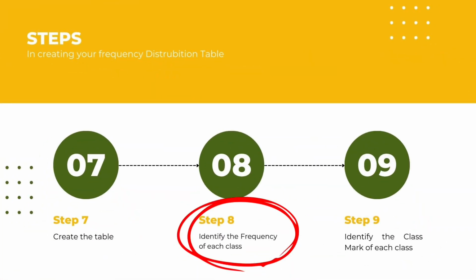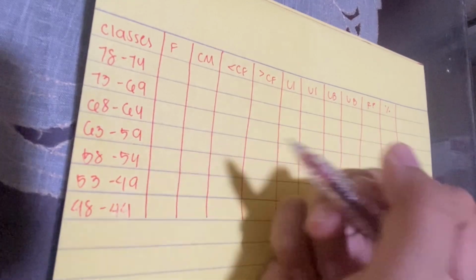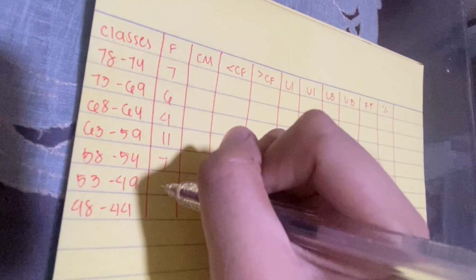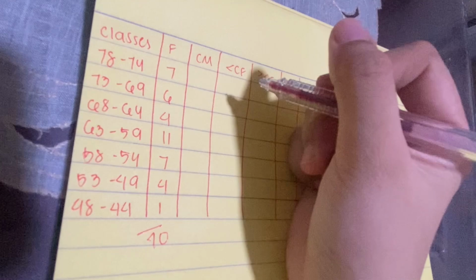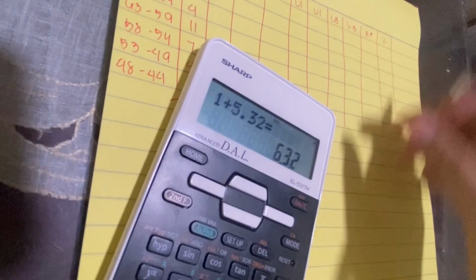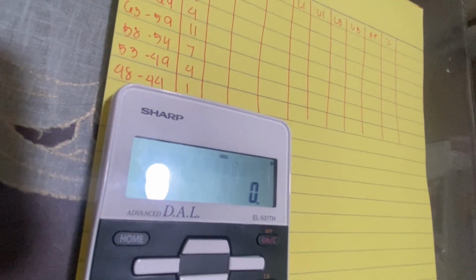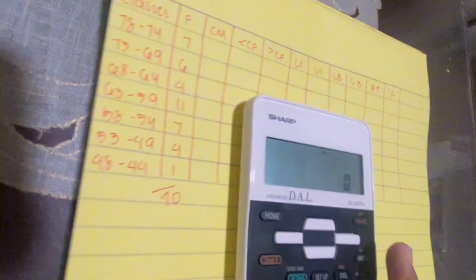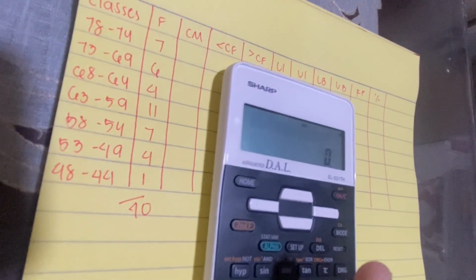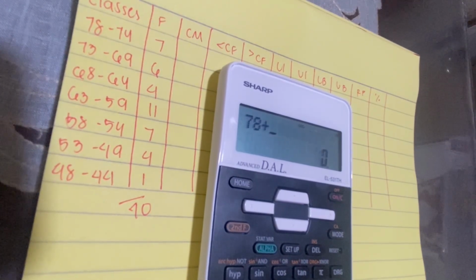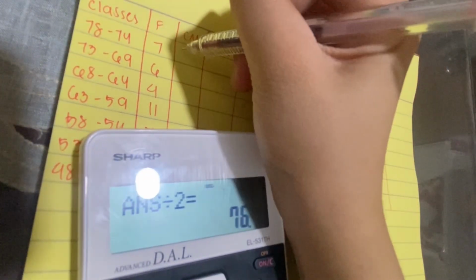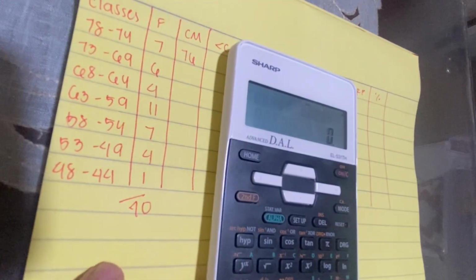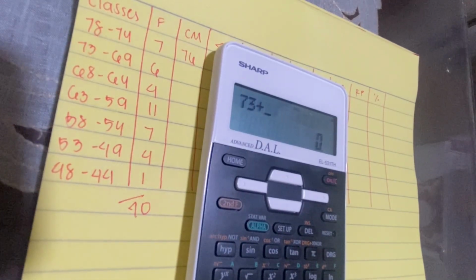For step number 8, we just have to count how many values fall into each class and record the frequencies. Step number 9 is to identify the class mark. In here, we just have to add the lower limit plus the upper limit and divide it by 2. For example, 78 plus 74 divided by 2 and we will get the answer of 76. We just have to repeat it until all data is covered.